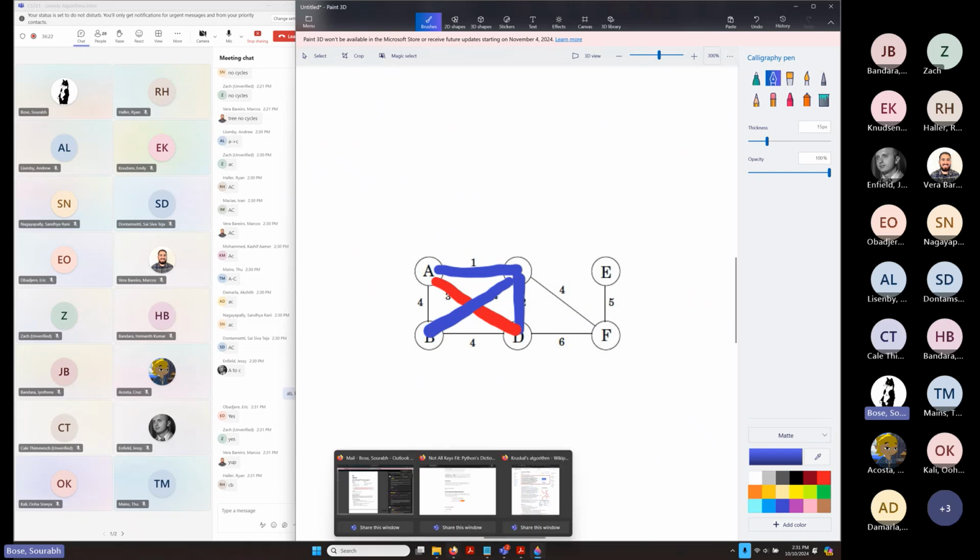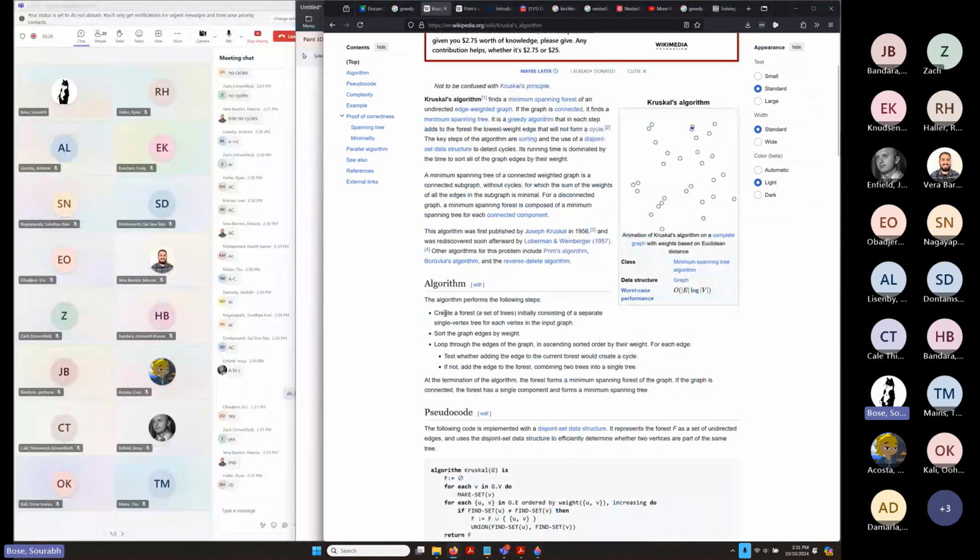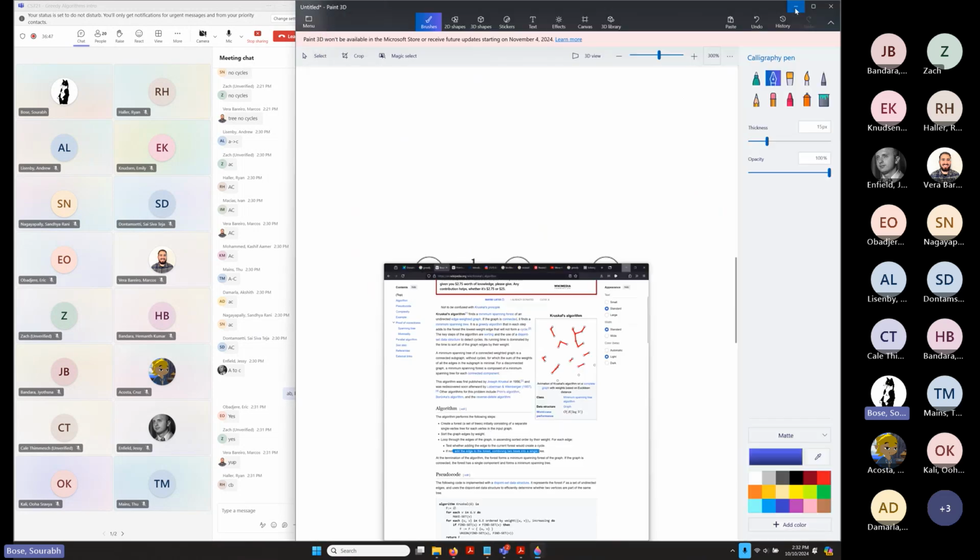And if we go to the Kruskal's algorithm code here, you see what it says. Sort the graph edges by weight, loop through the edges one by one in ascending order of weight, test whether adding the edge creates a cycle. If it does not create a cycle, add the edge to the forest, right? Combining two trees into a single tree. We'll look into that later.